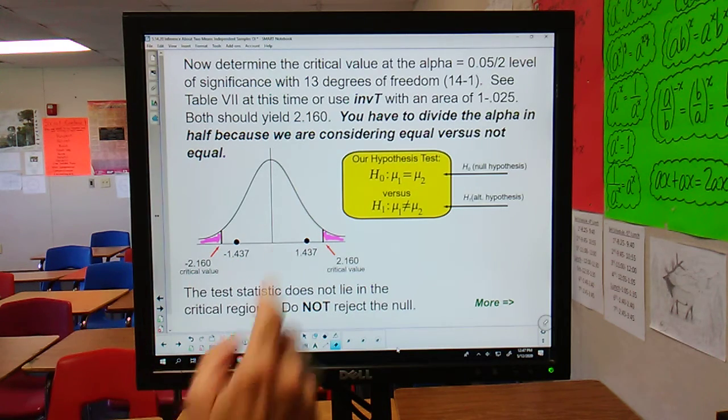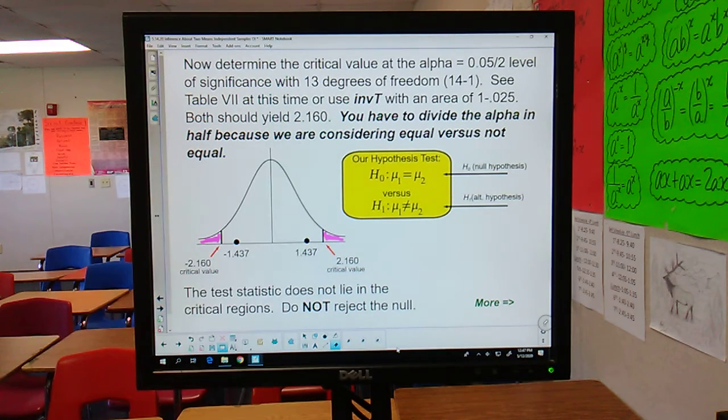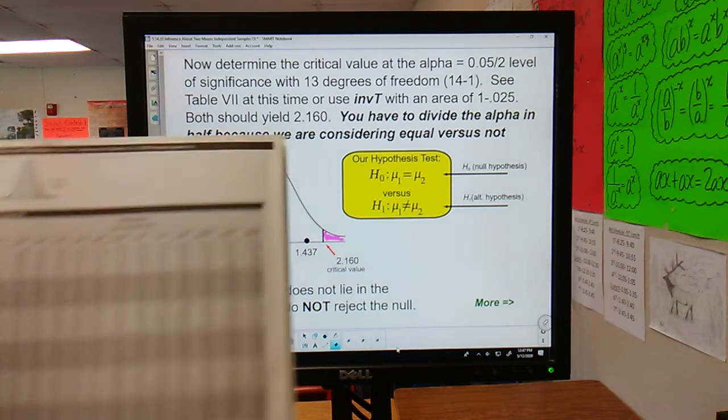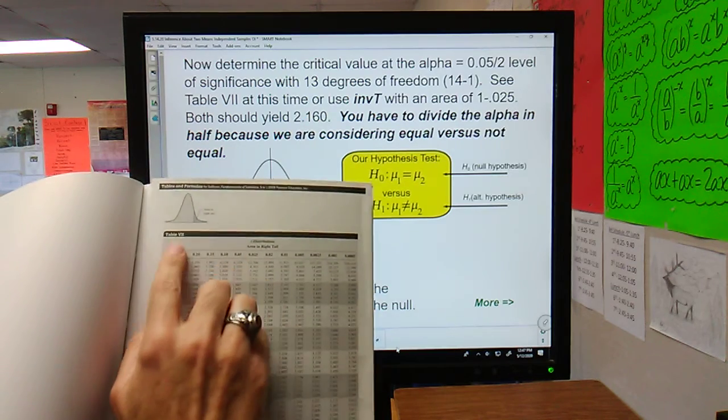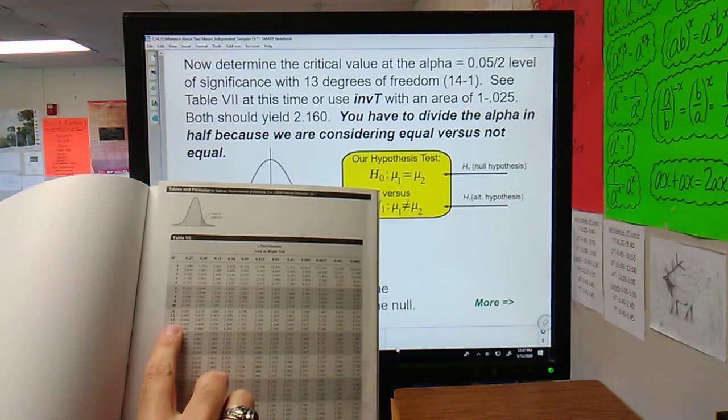Back up here. Determine the critical value at the alpha equaling 0.05 divided by 2 level of significance with 13 degrees of freedom. Why? Because the sample size was 14, so 14 minus 1. Go to table 7. I know I've done this several times, but hopefully it's becoming old hat for you now. Table 7. And on table 7, run your finger down to 13.